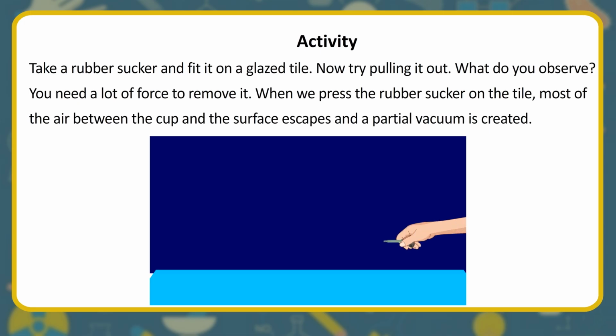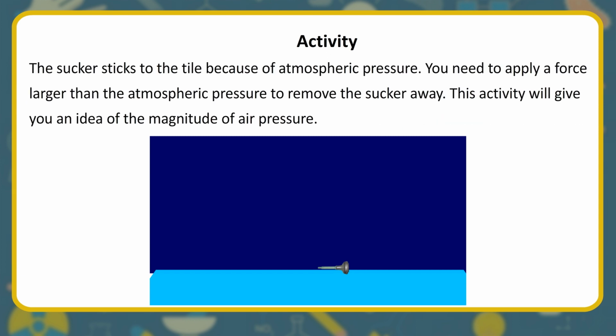Activity. Take a rubber sucker and fit it on a glazed tile. Now try pulling it out. What do you observe? You need a lot of force to remove it. When we press the rubber sucker on the tile, most of the air between the cup and the surface escapes and a partial vacuum is created. The sucker sticks to the tile. Because of atmospheric pressure, you need to apply a force larger than the atmospheric pressure to remove the sucker. This activity will give you an idea of the magnitude of air pressure.